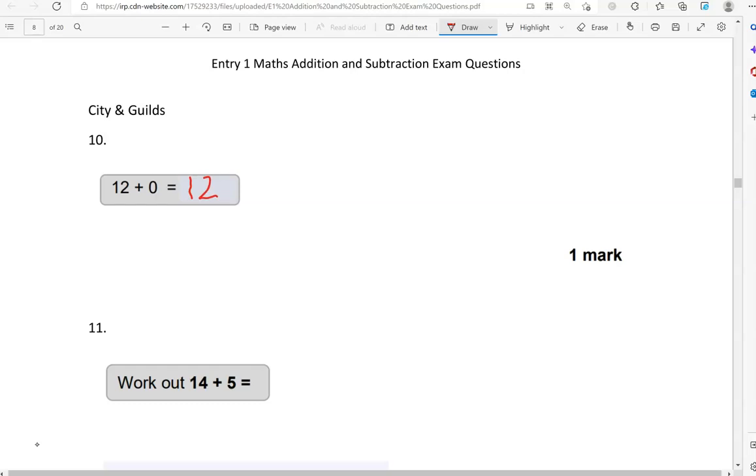Now we've got to work out 14 add 5. So 14, if I add 1, that goes to 15. 2, 3, 4, 5. So 16, 17, 18, 19. So the answer is 19.